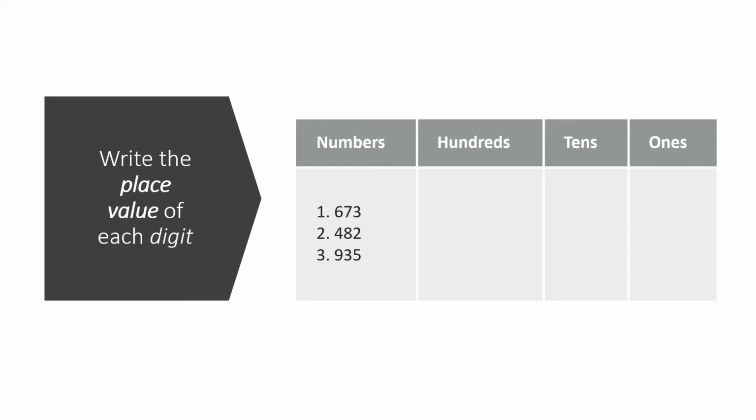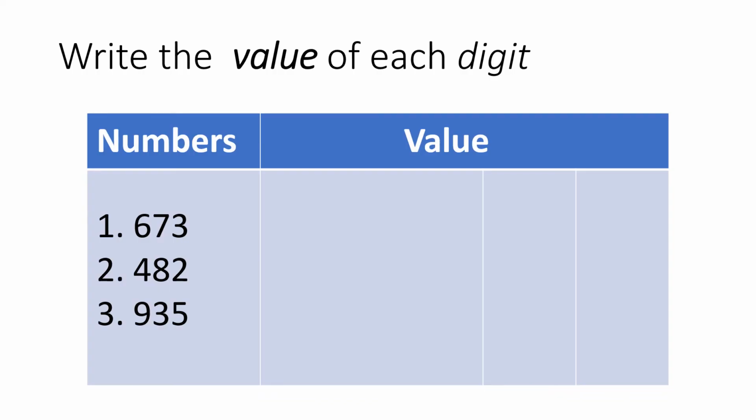On your paper, write the place value of each digit by writing it in the place value chart. Number 1, 673. Number 2, 482. Number 3, 935. In this chart, you're going to write the value of each digit. Number 1, 673. Number 2, 482. Number 3, 935.